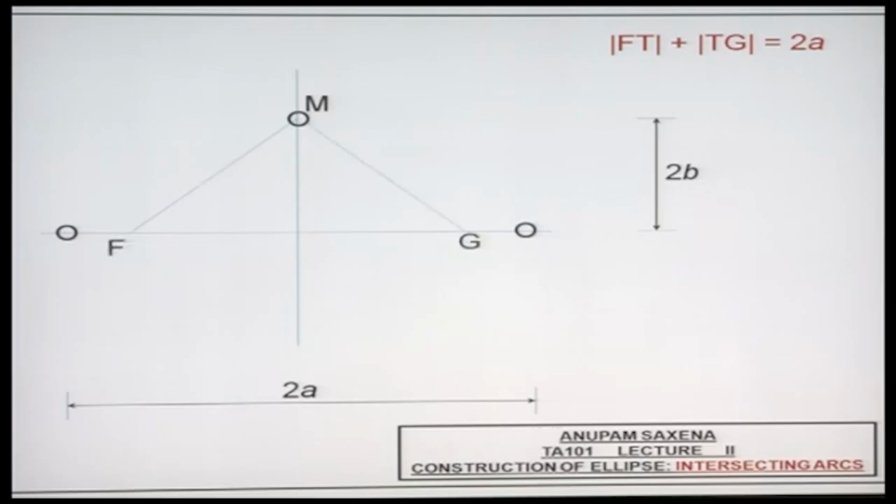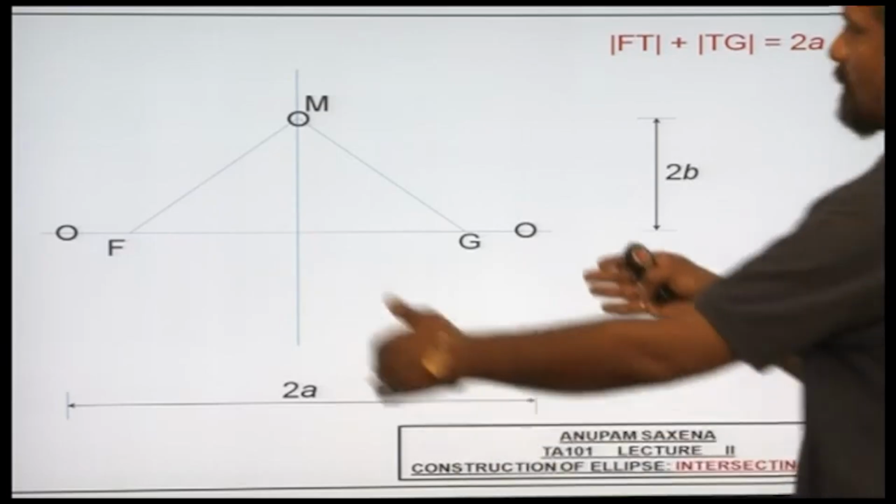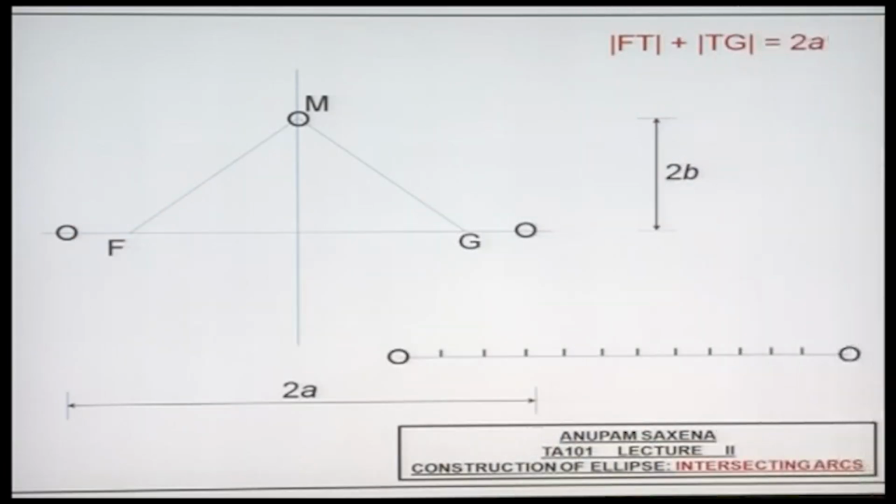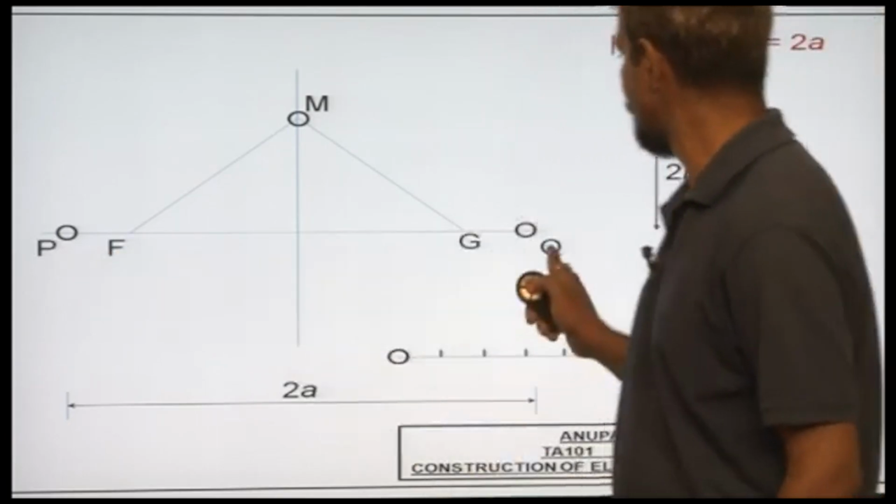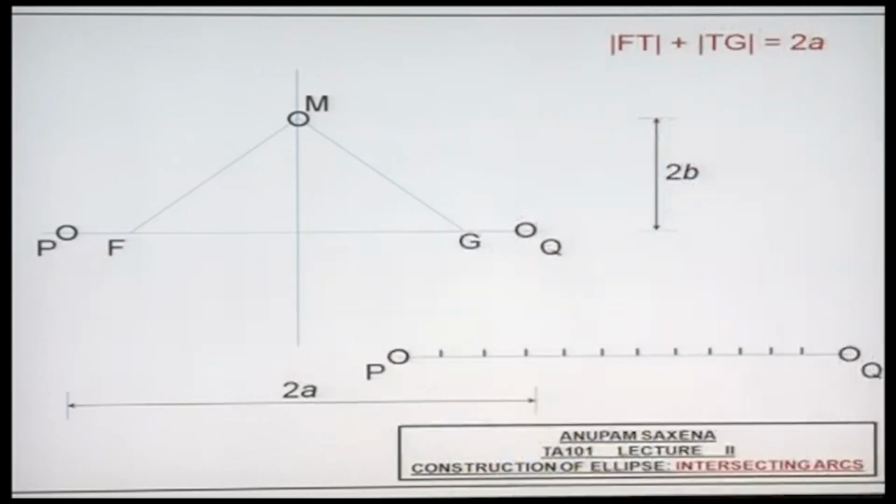So the property is: if F and G are two foci, and if T is any point on the ellipse, then FT plus TG has to be equal to 2a. All right. So what I'll do is divide 2a into an equal number of parts, this entire length which is given to me. Let me mark the extreme points on the ellipse as P and Q.